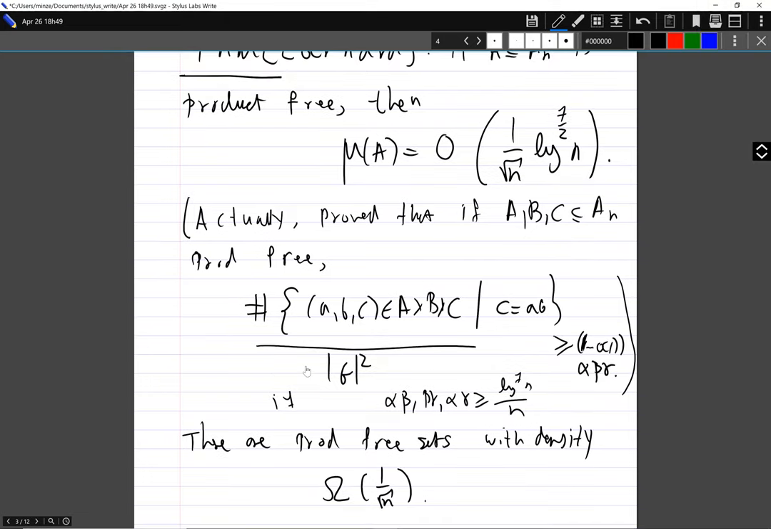I just want to understand the line above. You say something like ABC is a subset of A_N, product free, or what is that? Yeah, sorry. No, I messed it up. Sorry. So with density.